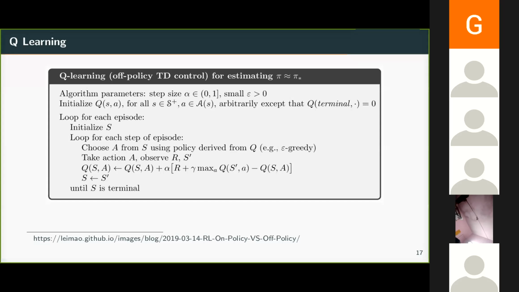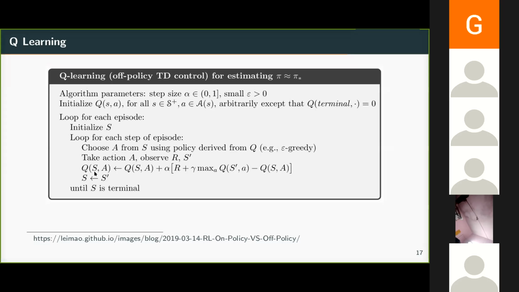What is reward and S prime? Reward is what you get by taking action A. S prime is the state that you go to. So from S, you take an action, you go to S prime, and then you get a reward. Now, once you know all this, you update the Q learning table, or the Q table. It's called Q table, Q learning table, state action value table. Lot of names are there, but you update it.